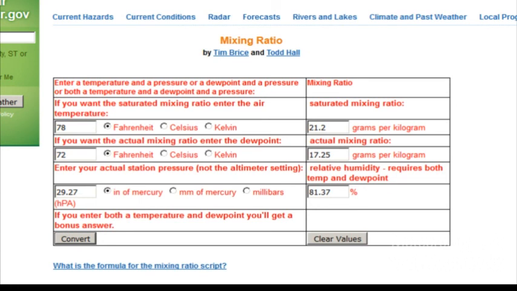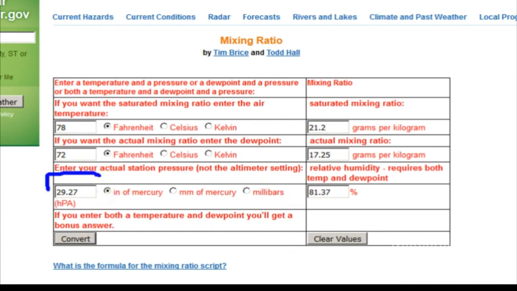Okay, let's take a look at mixing ratio. This is something that we do use in meteorology. So this is another way we can express moisture. And I took those values, 78 over 72 in Austin, temperature and dew point. And there's something new here.